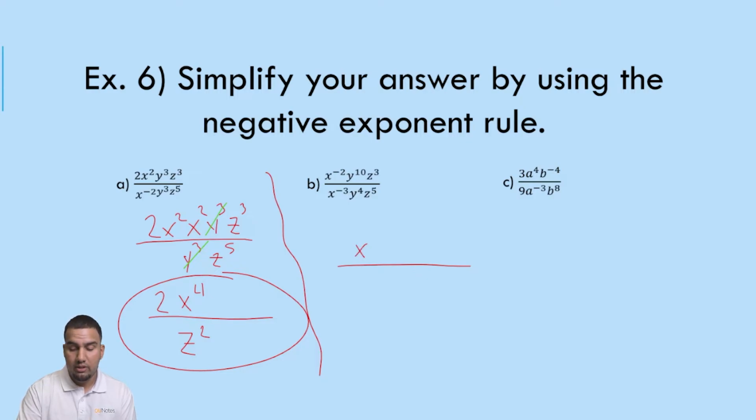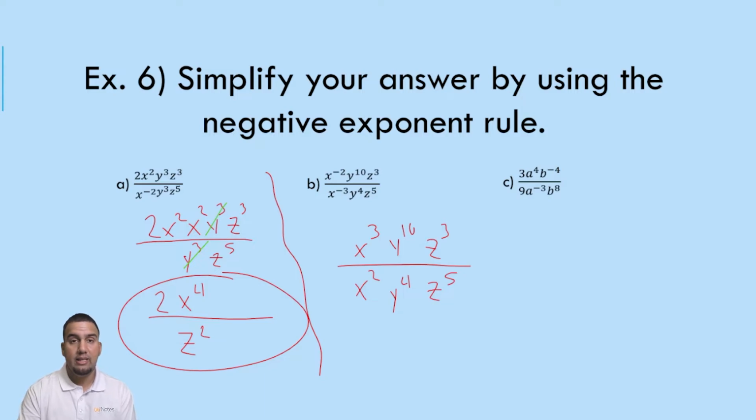In the numerator, it's going to be x cubed. In the denominator, it's going to be x squared. The y's and the z's are perfectly fine, so we're going to leave them as such. So it's going to be y to the 10 over y to the 4. Z cubed over z to the 5.